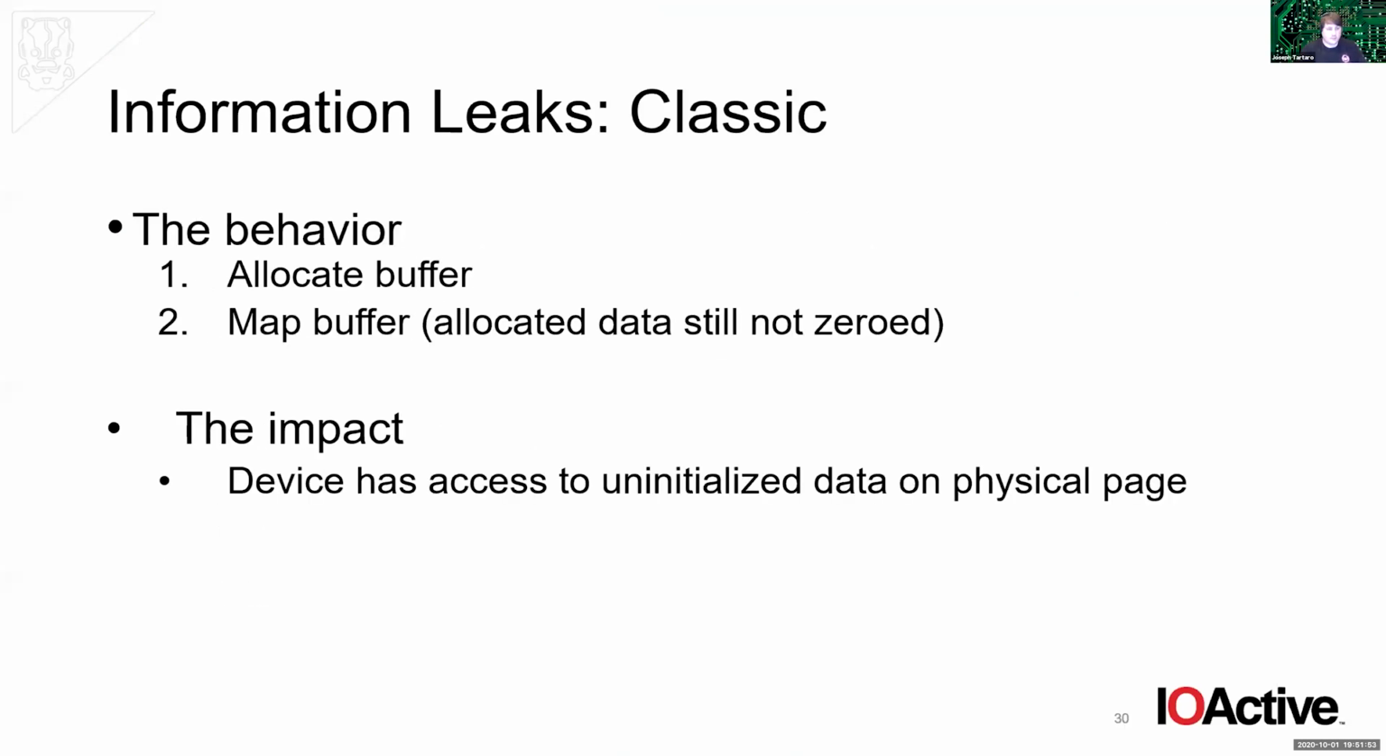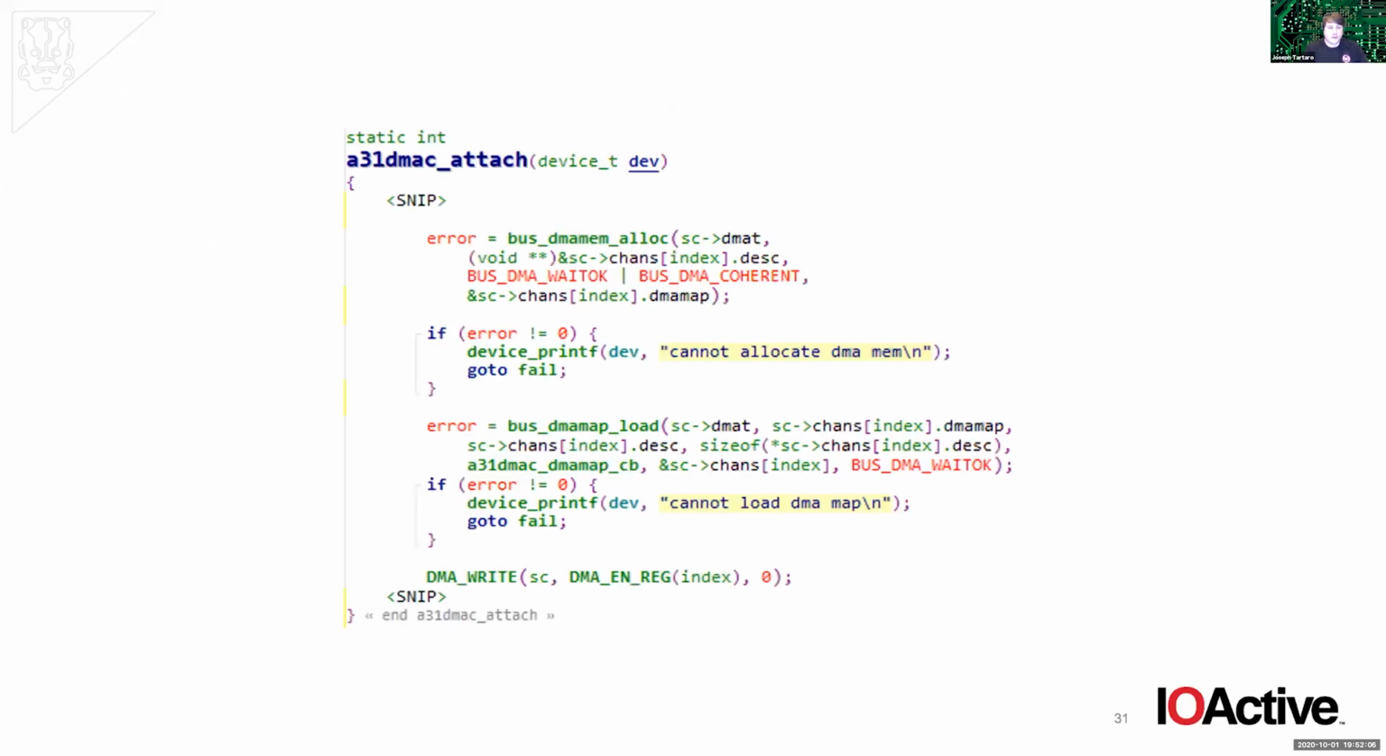So the classic case would be that you allocate a buffer, you map it so the device can view it, but then you never memset it or initialize it or anything. So just very clearly, that device has access to just uninitialized data. All right, here you see straight allocation, and then it's immediately mapped. So they're missing some sort of memset or initialization of that buffer.